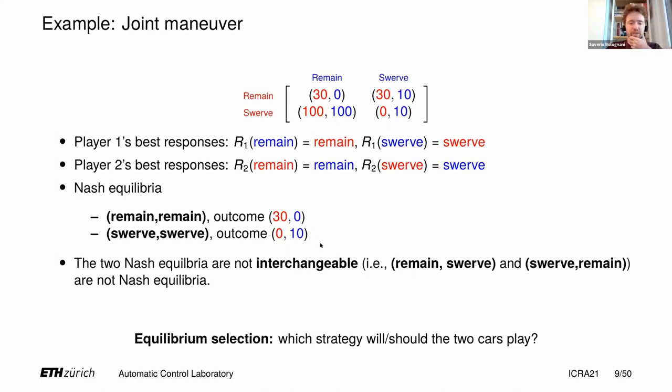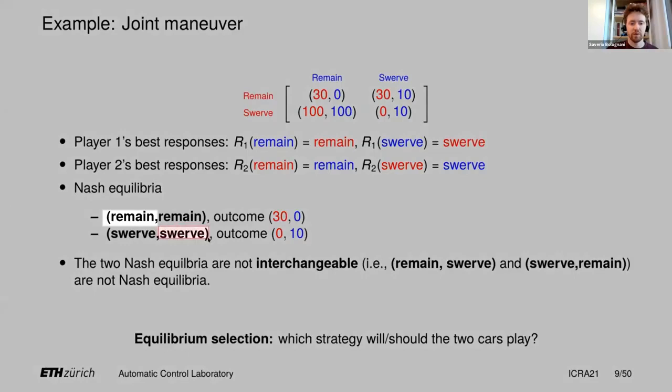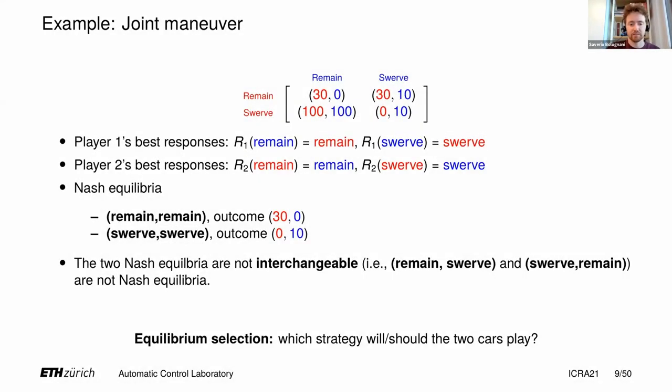Now, a couple of simple observations in this apparently simple game. Nash equilibria are not interchangeable. What I mean is that you cannot define for player 1 the set of Nash equilibria and for player 2 the set of Nash equilibria and then mix and match. If you take remain and if you take swerve for player 1 and player 2, they both belong to a Nash equilibrium but to a different one. And in fact, the remain swerve is not a Nash equilibrium. And same for the others. Which poses an interesting problem, right?